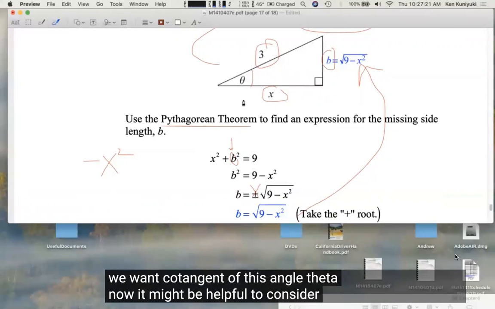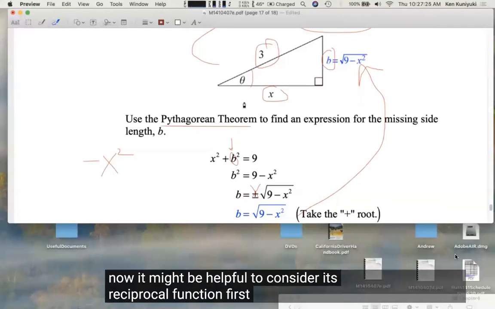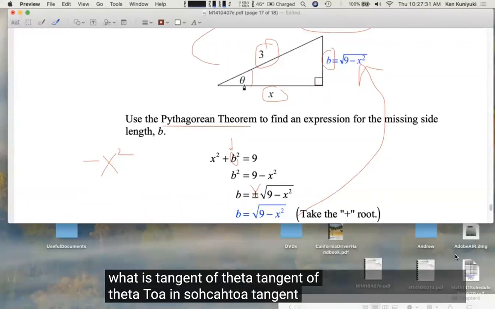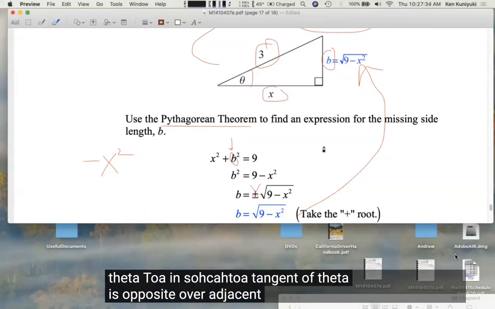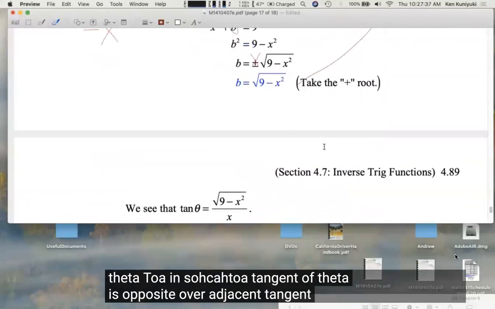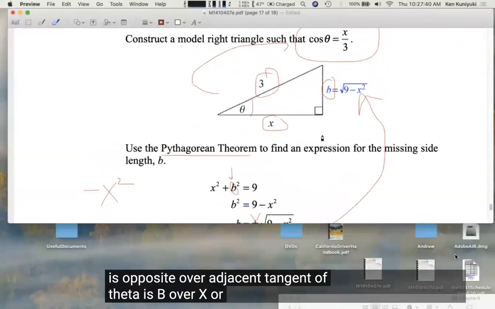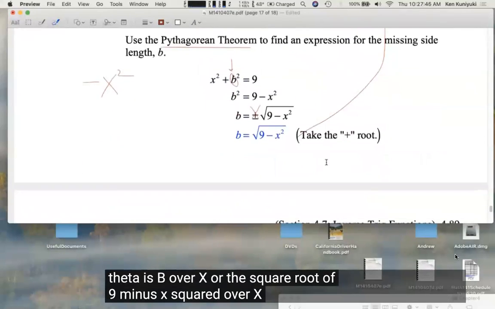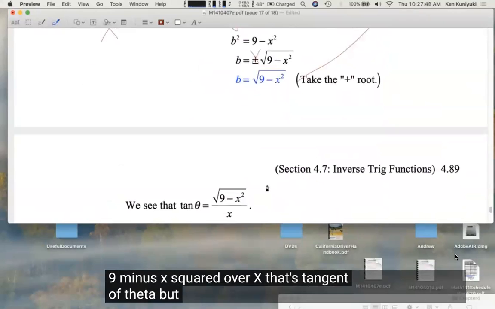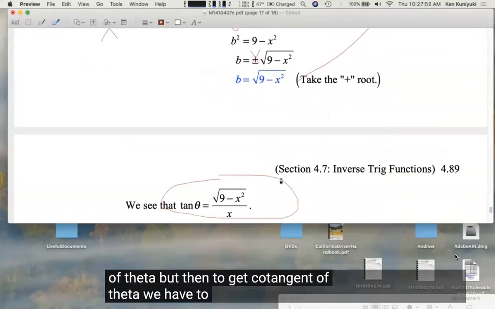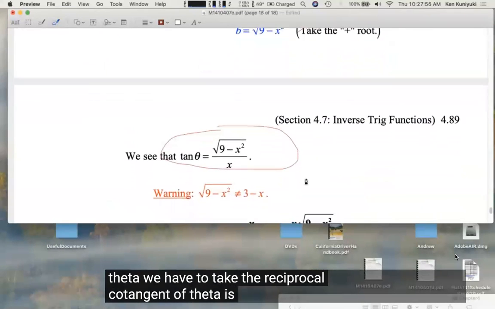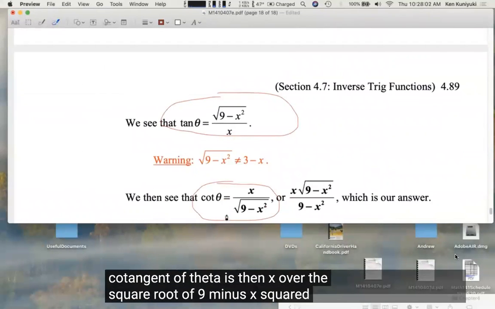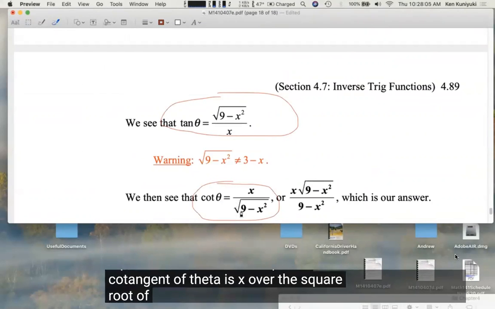Now, it might be helpful to consider its reciprocal function first. What is tangent of theta? TOA, in SOHCAHTOA: tangent of theta is opposite over adjacent. Tangent of theta is b over x, or the square root of 9 minus x squared over x. That's tangent of theta. But then, to get cotangent of theta, we have to take the reciprocal. Cotangent of theta is then x over the square root of 9 minus x squared.